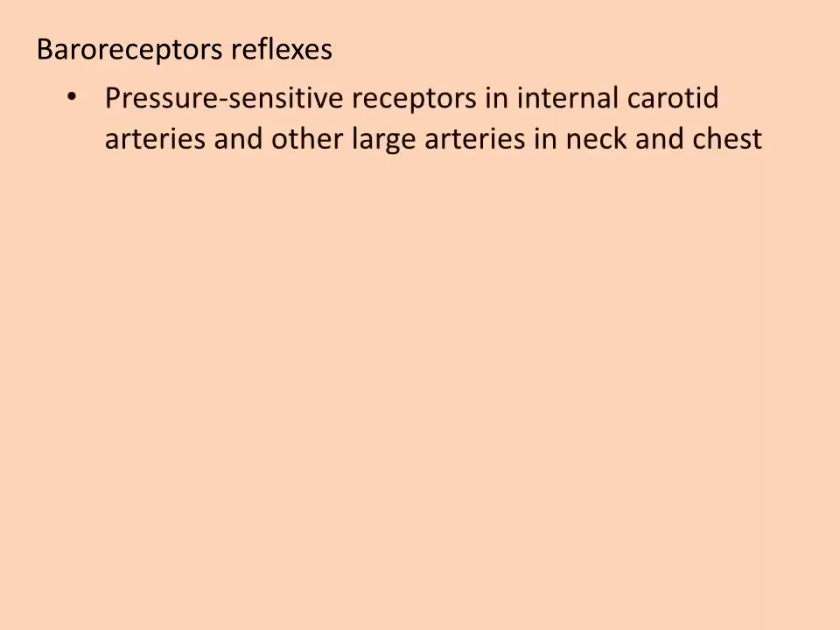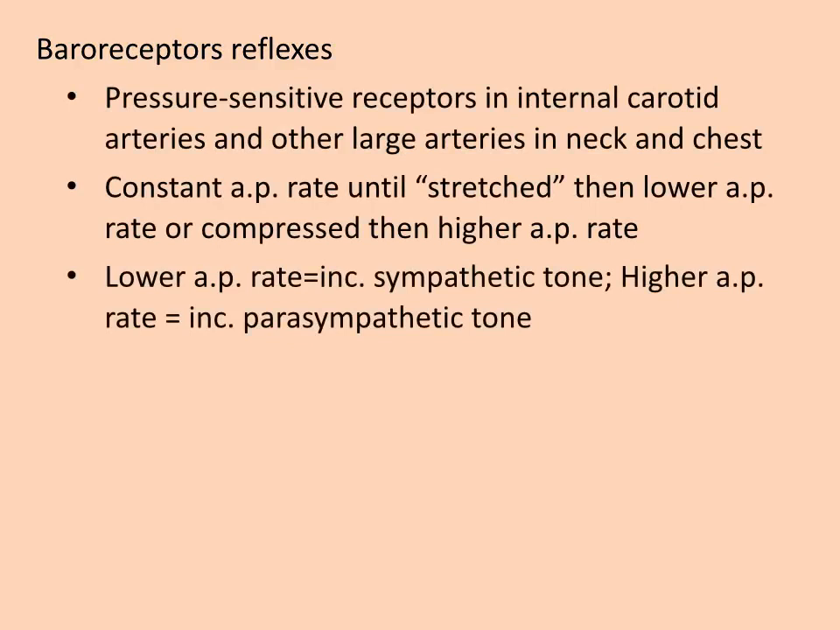So let's take a look at the baroreceptive feedback loop. This is based off pressure sensitive receptors within the internal carotid artery and other large arteries, in particular the aorta, within the thorax. It's based off having a constant action potential rate until we get a stretch. Once we get a stretch, we start having a lower action potential rate, or when we have a compression, we have a higher action potential rate. If we drop the action potential rate, we end up getting an increased sympathetic tone. If we have an elevation in action potential rate, we end up having an increase of parasympathetic tone.